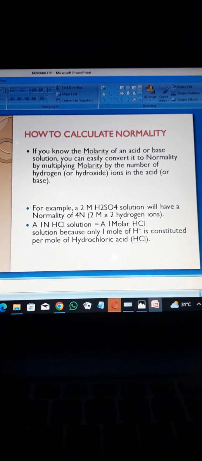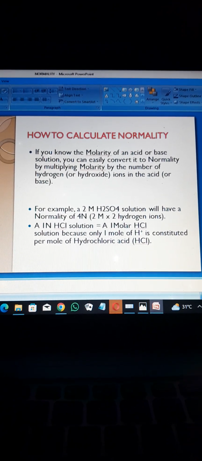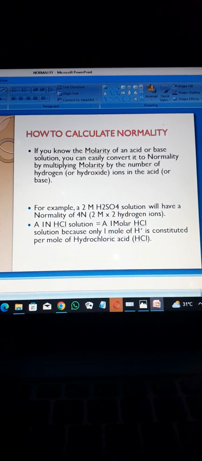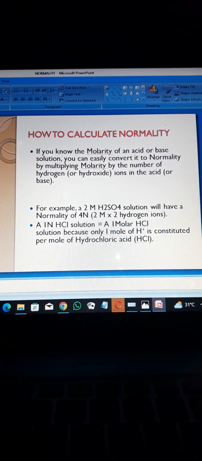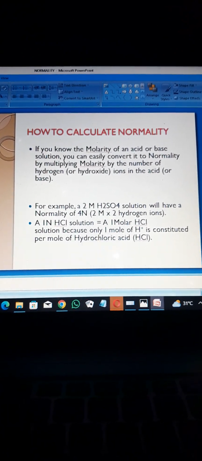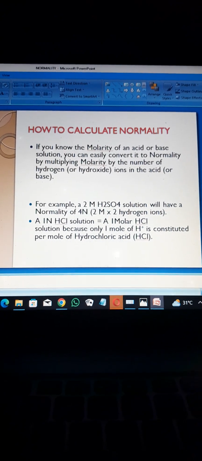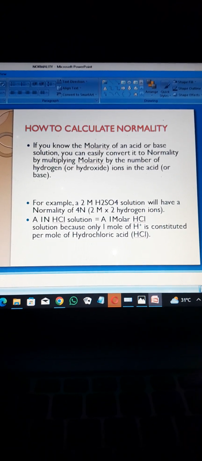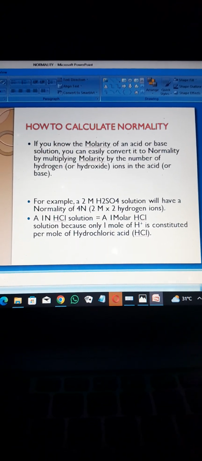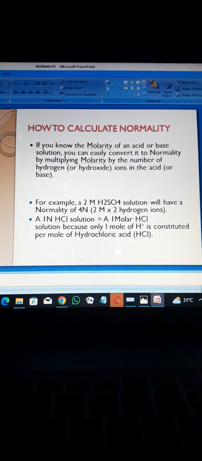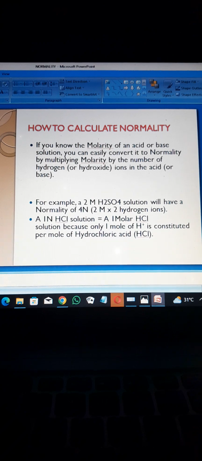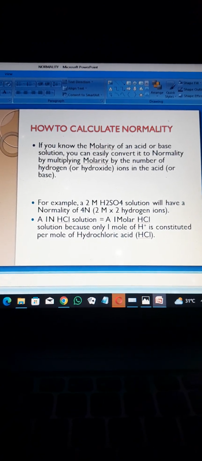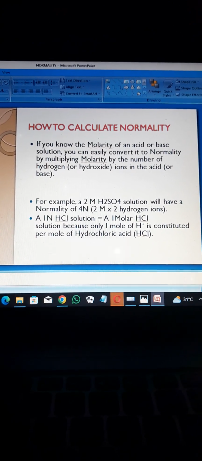What will be its normality? Its normality will be 4N because there are 2 hydrogen ions. So 2M times 2 hydrogen, that means 2 molarity is equivalent to 4 normality. Understand? Let us take another example, HCl, hydrochloric acid. In hydrochloric acid, only 1 H+ is produced per mole of HCl. So 1N is equivalent to 1M.